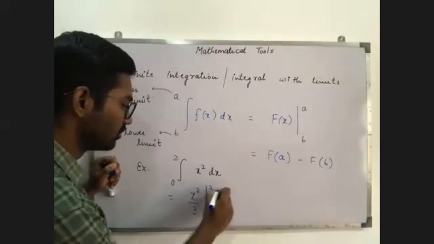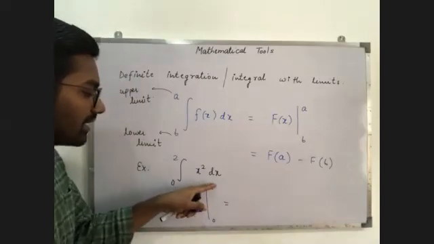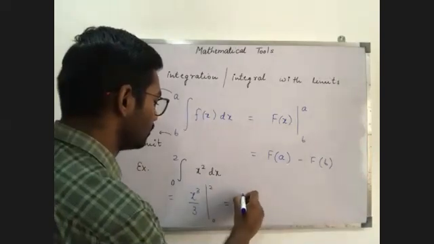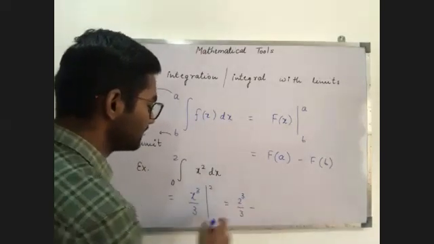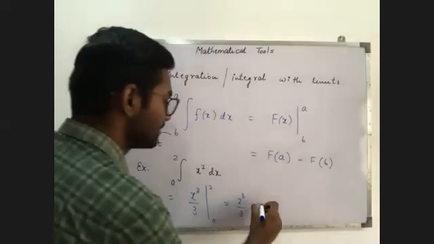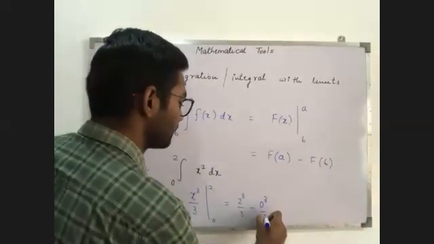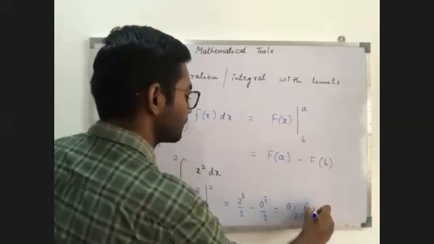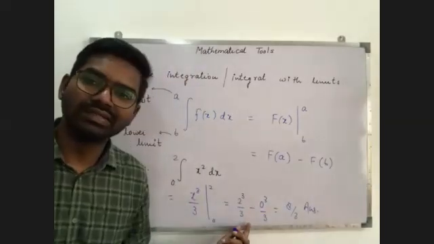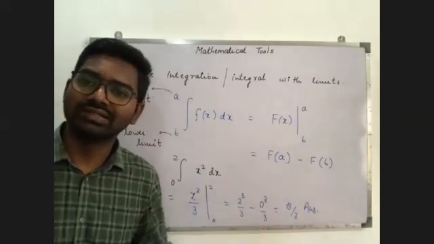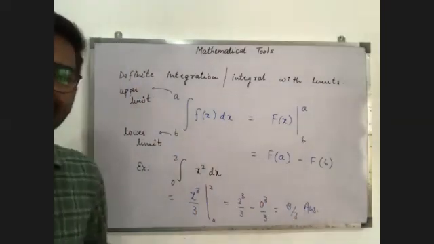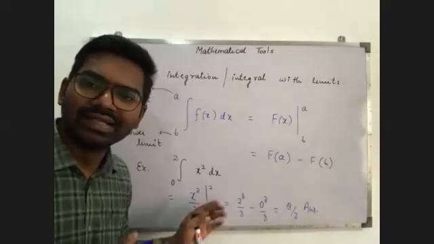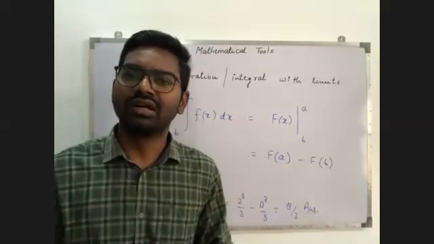So 0 to 2. Now what I have to do first, I have to put 2 in place of the variable, means 2 cube by 3 minus, put the lower limit, that is 0 cube by 3. So this is nothing but 8 by 3. This is going to be the answer. Clear? 2 cube by 3 means 8 by 3 and this is 0 by 3, that is 0. So definite integration is very simple. Just do the indefinite integration and finally put the limits. That's it. That is called definite integration.